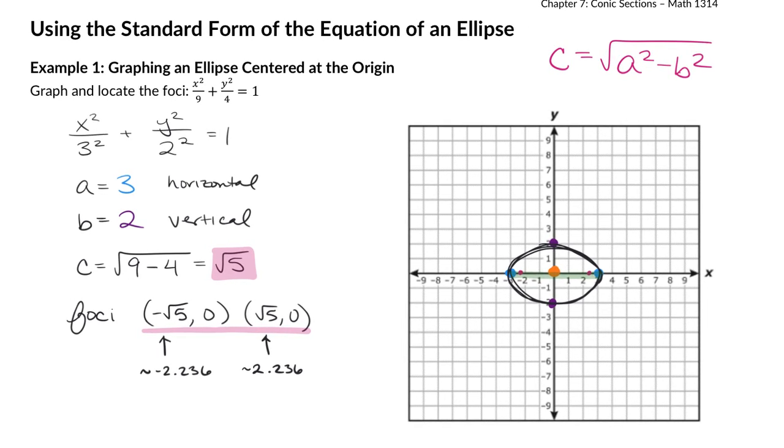So some things to remember when it's centered at the origin. The A value is always the bigger number. So if it's underneath X, it's a horizontal. If it's underneath Y, it's a vertical. You find the C value, which helps you determine the foci by doing square root of A squared minus B squared, and then using both the positive and negative version of it for the coordinate points.